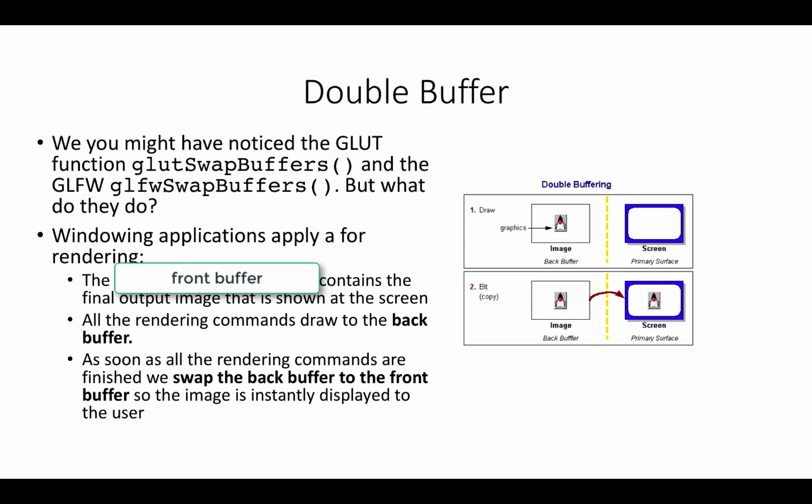To circumvent this issue, Windows applications apply a double buffer for rendering. The front buffer contains the final output image that is shown at the screen, while all the rendering commands draw to the back buffer. As soon as all the rendering commands are finished, we swap the back buffer to the front buffer, so the image is instantly displayed to the user, removing all the artifacts.